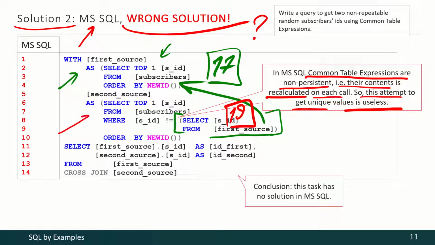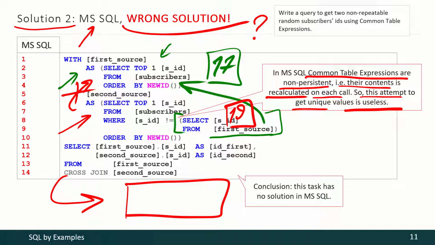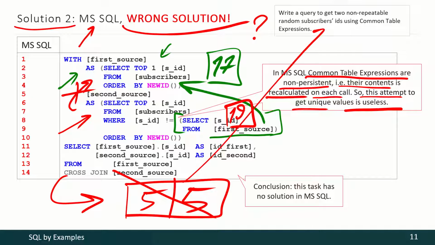So the value produced by the second common table expression is not related to the value produced by the first common table expression. And that's why we may easily get such a result as for instance 5 and 5, and that's prohibited by the task. And as we may see, the conclusion is rather sad here. This task has no solution in Microsoft SQL Server at all.